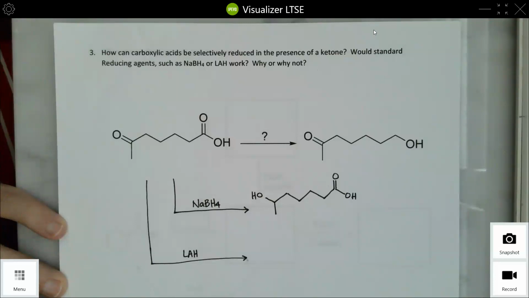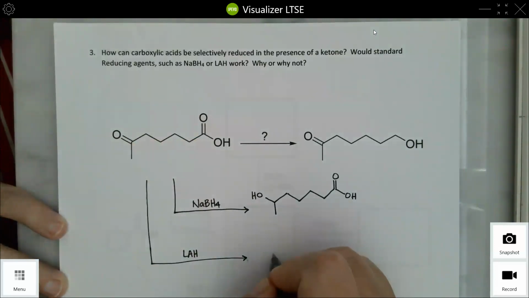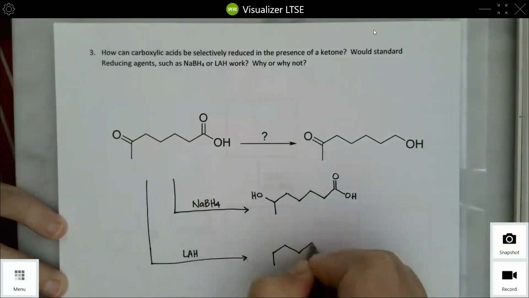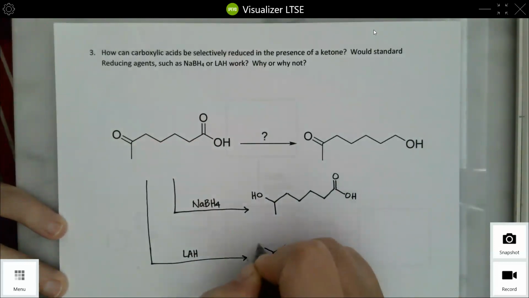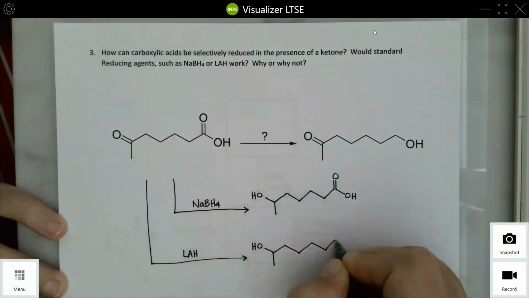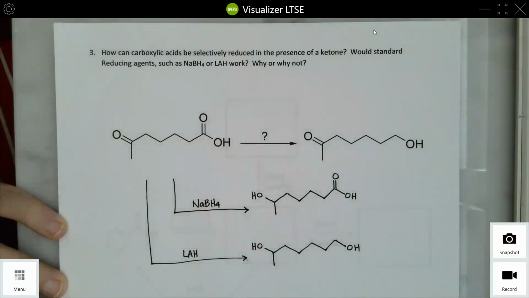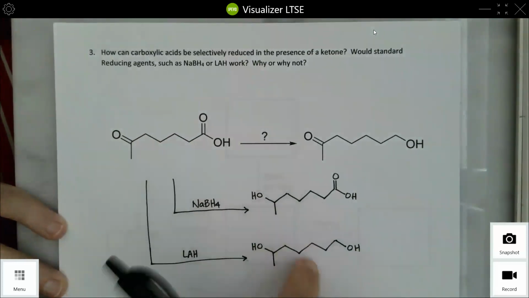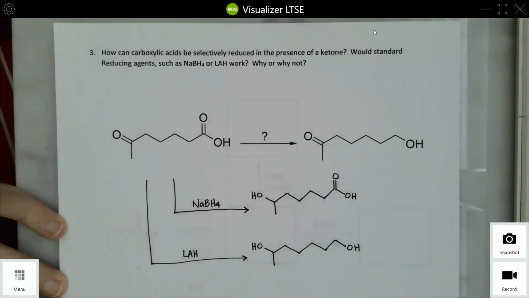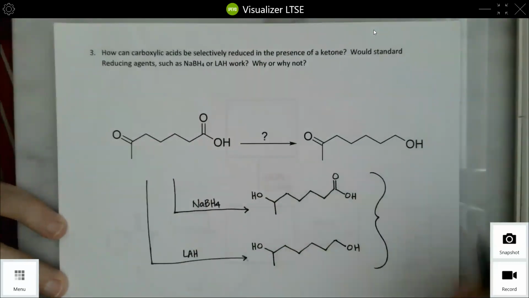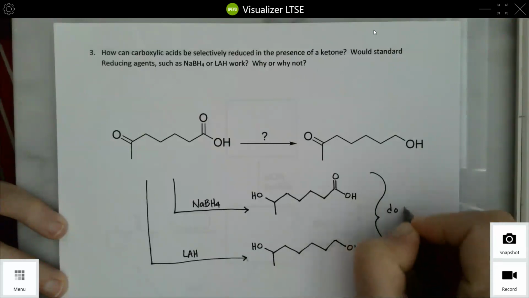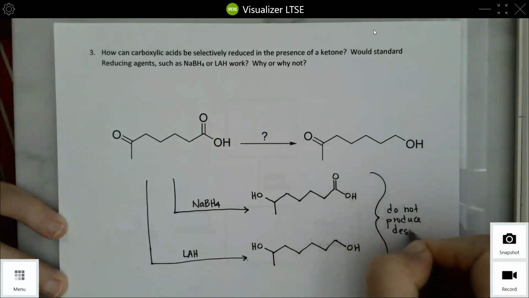Lithium aluminum hydride is a stronger reducing agent, and it can actually reduce both ketones and carboxylic acids. So we would end up with something that is fully reduced. We would get a secondary alcohol from the ketone and a primary alcohol from the carboxylic acid. So neither of these reactions produce the desired product.